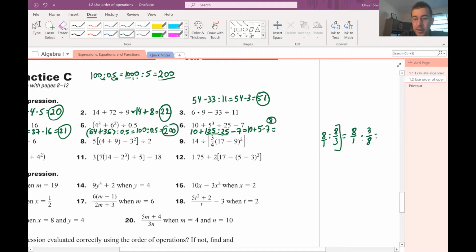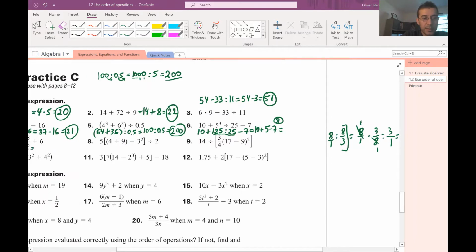And now you can cancel out 8 with 8. So this becomes 1 and 1. And then 1 times 3 is 3. And then 1 times 1 is 1. So this is just 3. Okay. So I'm going to go back.